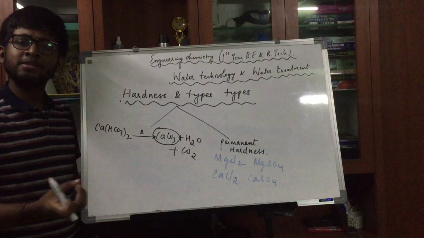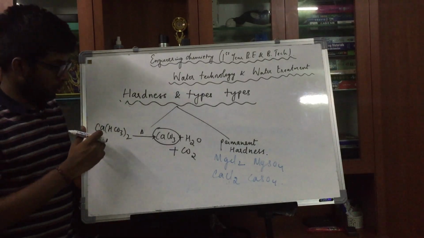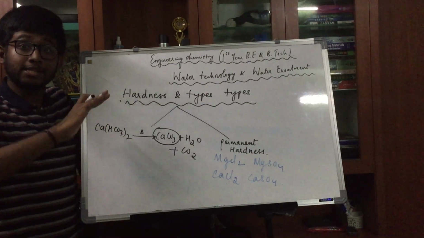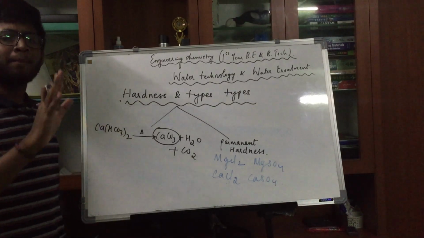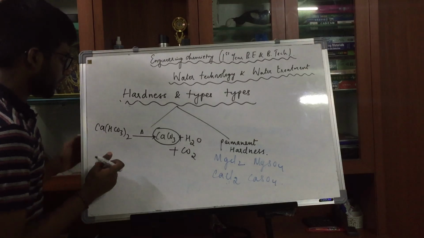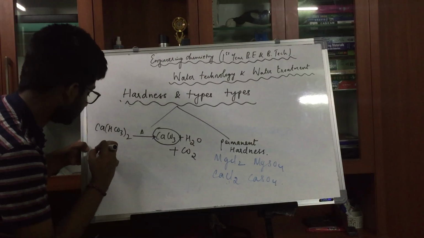Since this comes out as a precipitate, it can be easily removed. So your temporary hardness is completely removed. The salt, which is the trouble, has been removed. So this is nothing but by mere heating. And then the next one is supposed to be Clark's method.